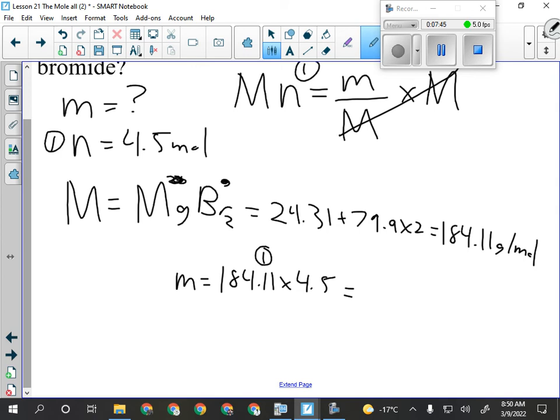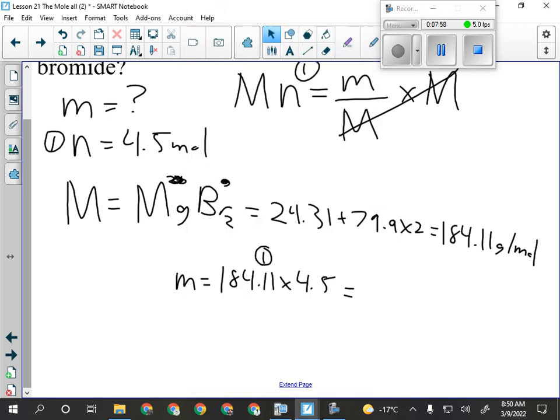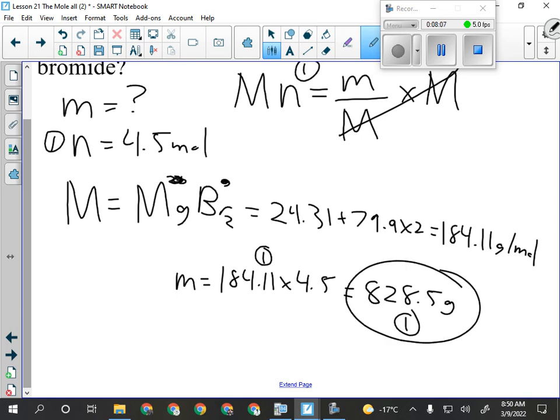So we have that, and then we plug it into our calculator, 184.11 times 4.5. So I'm going to have 828.5 grams of this material. So that would be your final mark for your answer. So, a 4-mark question, because it's got that extra step.